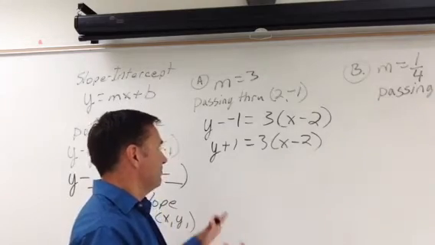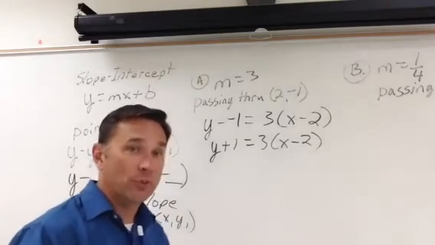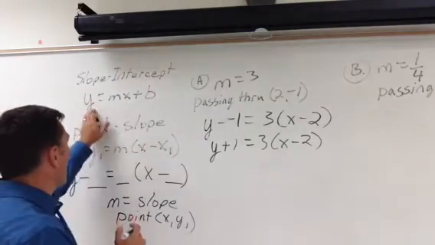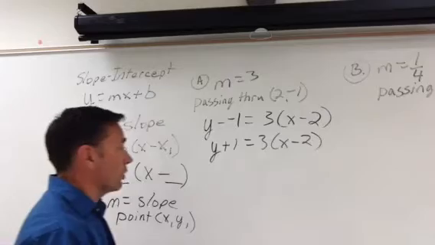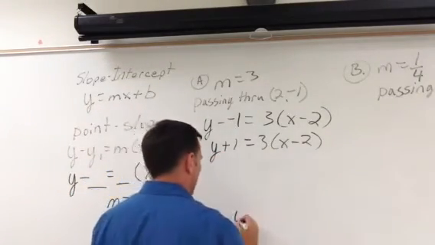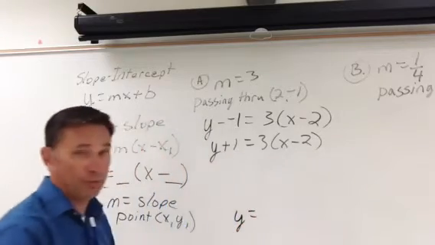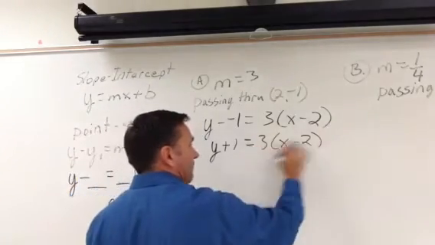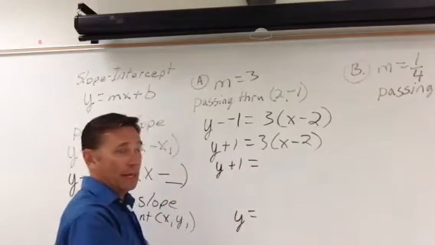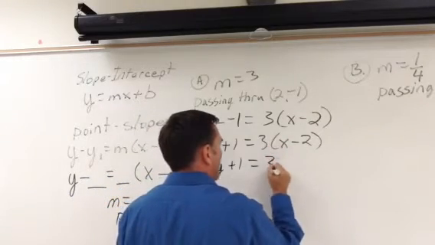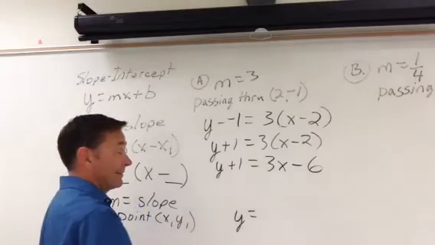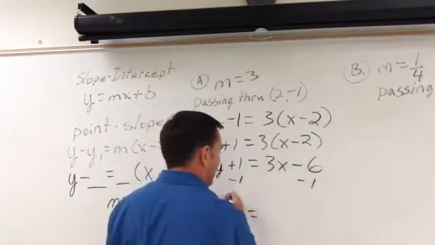Now, you may need to change this back to slope-intercept form, back to y equals mx plus b. Now remember, we need to get the y by itself. So in order to do this, we're looking to get this y all by itself. I'm going to do this in 2 steps. First of all, remember, whenever we have parentheses, we want to distribute. Don't do anything with this y plus 1 yet. Distribute. We end up with 3x minus 6. Now, to get y by itself, add negative 1 to both sides.